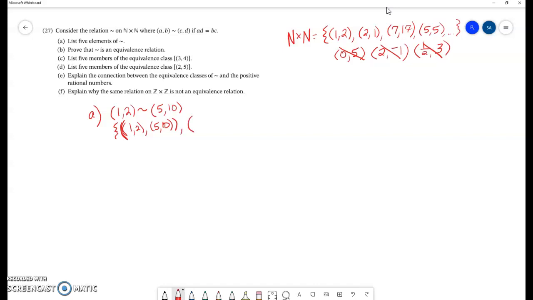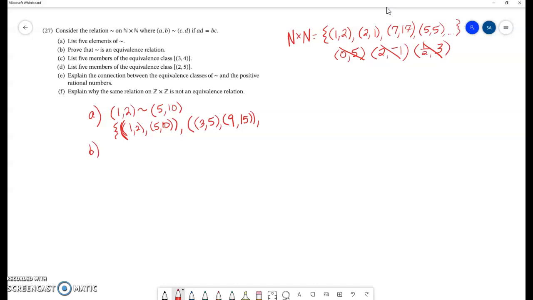We could do a few more. Let's do, say, (3, 5) and maybe something like (9, blank). Now we could even figure out what this one has to be, because the 2 middle ones, the product is 45. So the outer has to have a product of 45. So that would be 3 times 15. So this would be another element of our relation. So these are 2 elements of the relation. I know I needed 5, but I gave some others on the homework.